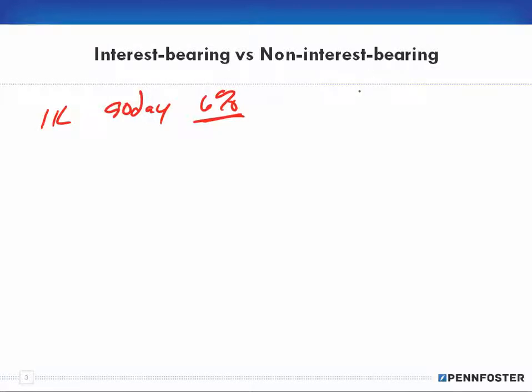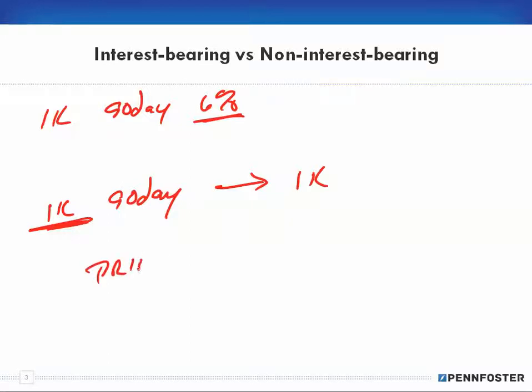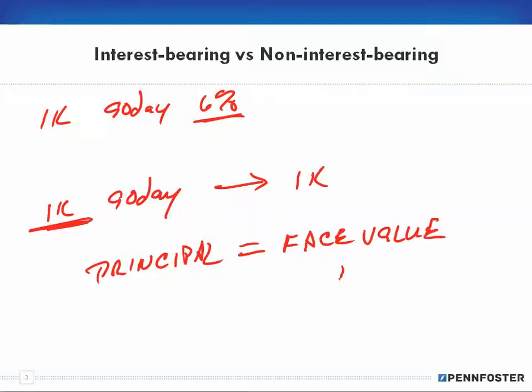A non-interest-bearing note means that there is no interest attached. So if I had borrowed the $1,000 for 90 days and it's a non-interest-bearing note, at the end of the 90 days, all that's owed is $1,000, okay? The face value. Now I'm getting into a new terminology here called face value. In the previous chapter, we talked about principal. This is synonymous with what's called face value, or FV for short, whereas principal is P.